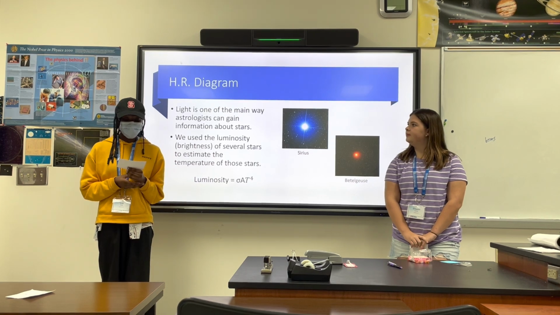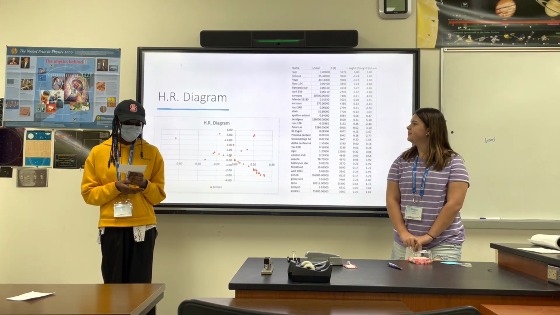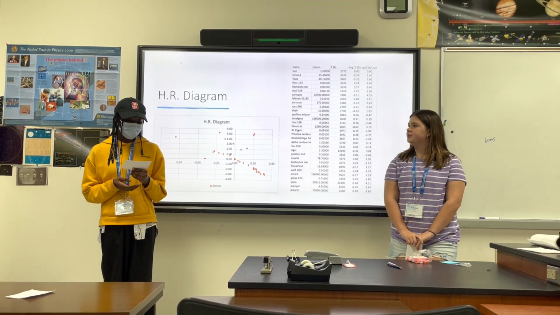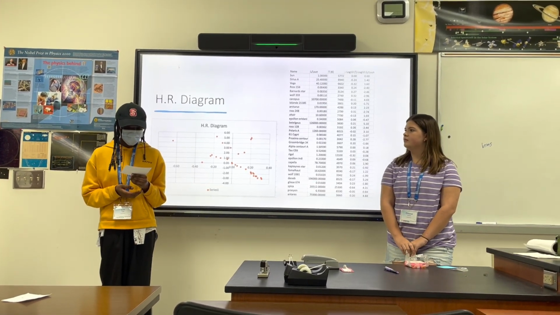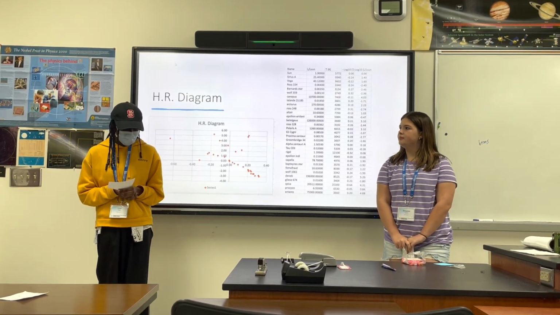To give us a better understanding, we plotted a graph using the temperatures and luminosities of bright stars. This is called the HR diagram, also known as the Hertzsprung-Russell diagram. Using this helped us draw inferences on stellar properties.